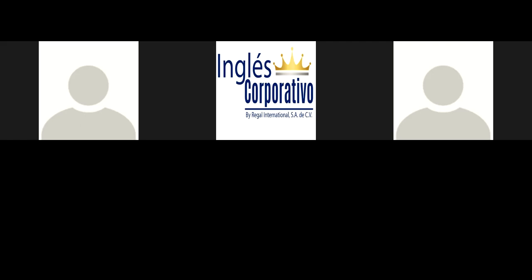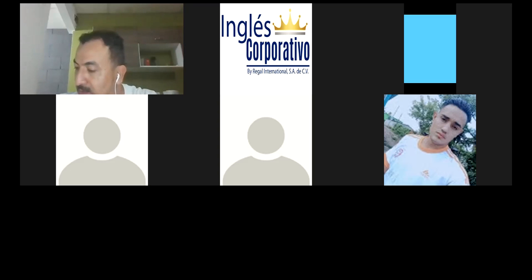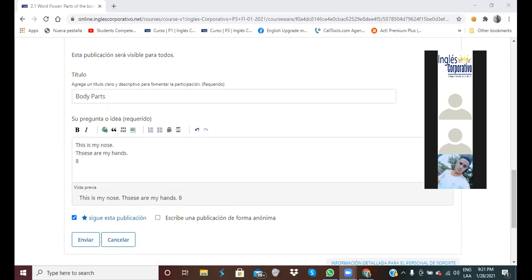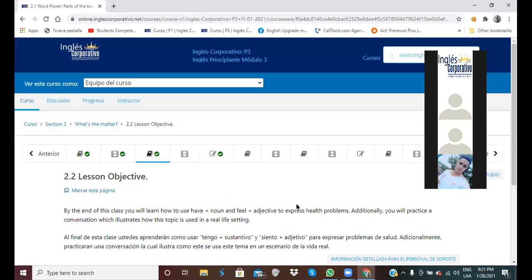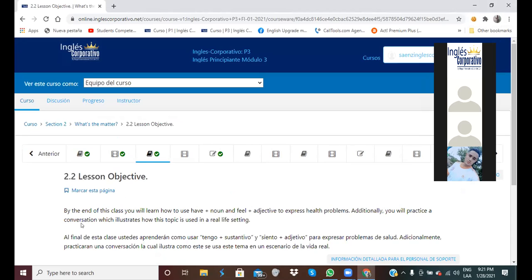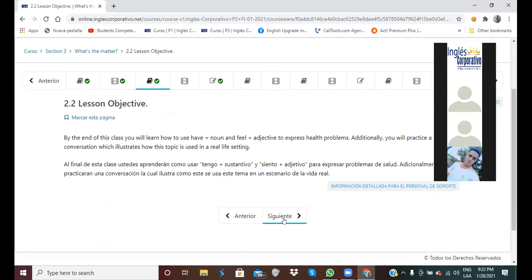Sí, para ver las partes del cuerpo y decir, this is my ear. Okay. Now we're going to go ahead and move forward, and we're going to be looking at section 2.2. By the end of this class, you will learn how to use have plus noun and feel plus adjective to express health problems. Additionally, you will practice a conversation which illustrates how this topic is used in a real life setting.